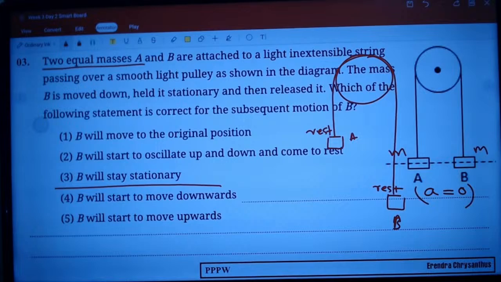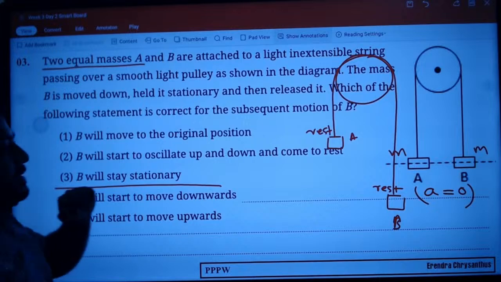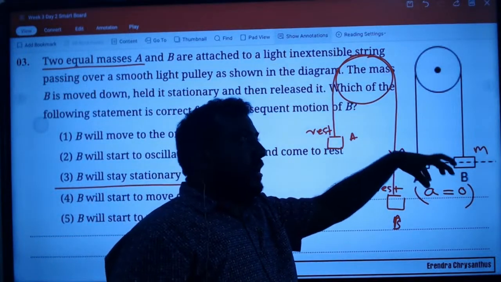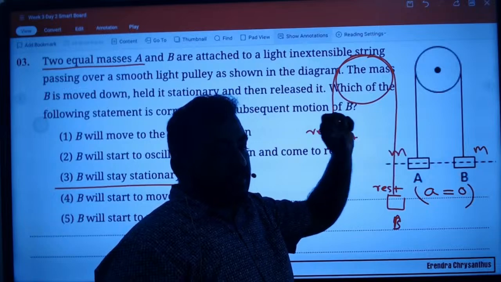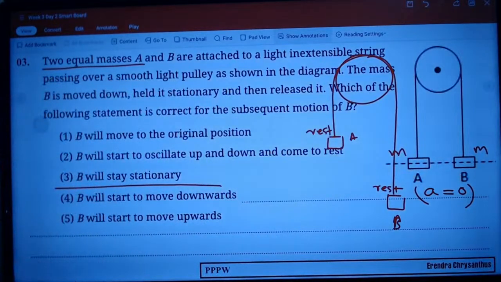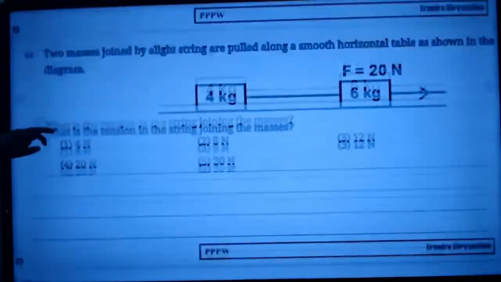Okay. Right now, here resultant acceleration is 0. If resultant acceleration is 0, the object will remain at rest. No change.